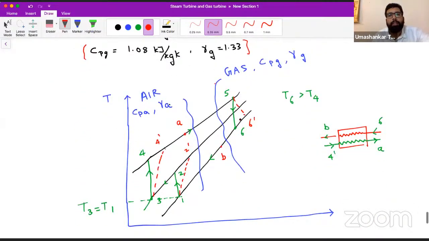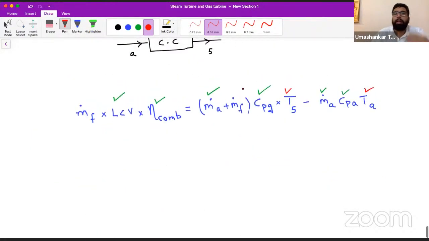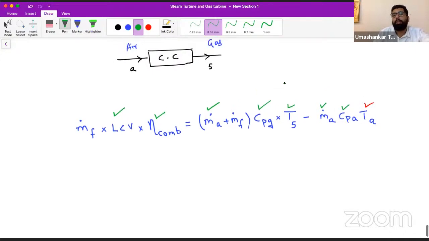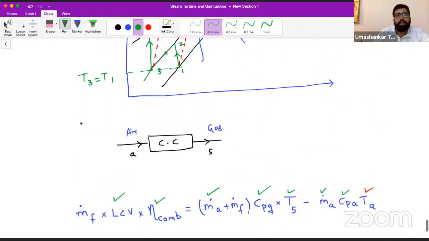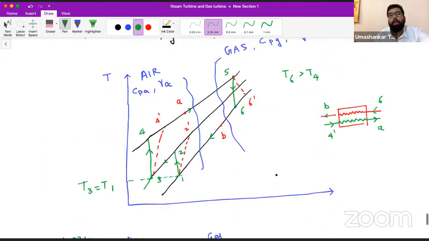For T5, the maximum temperature in the cycle is 800 degrees. So T5 is already given to you, and let us put a green mark here as well. The maximum temperature in the cycle is 800, so 800 plus 273, T5 is 1073 Kelvin. Now you must try to find TA, and you will be able to find your air fuel ratio.